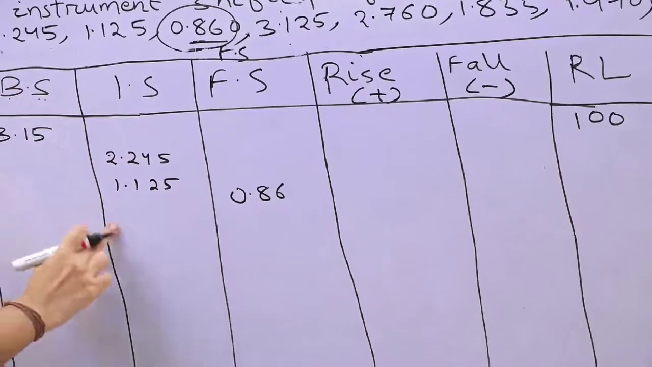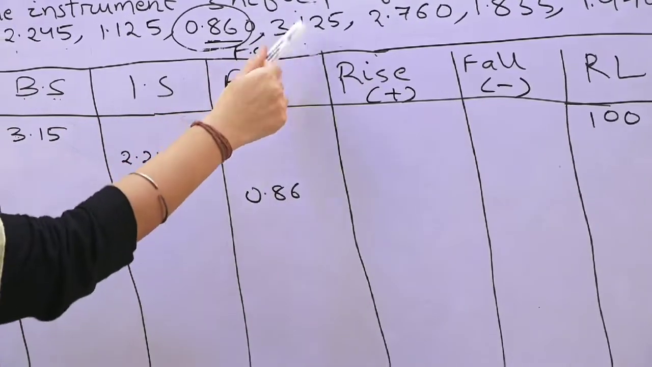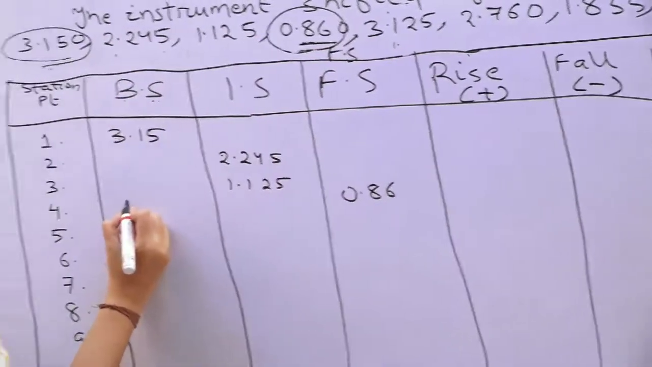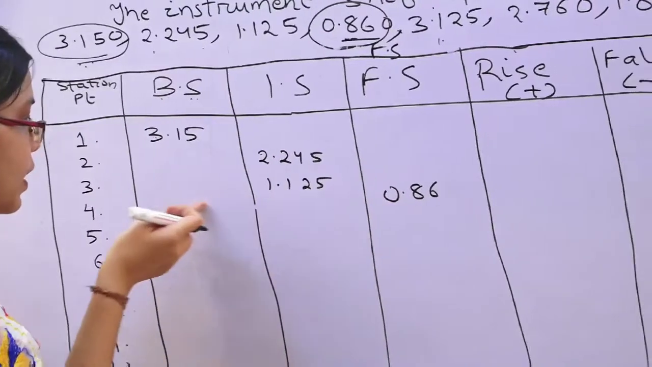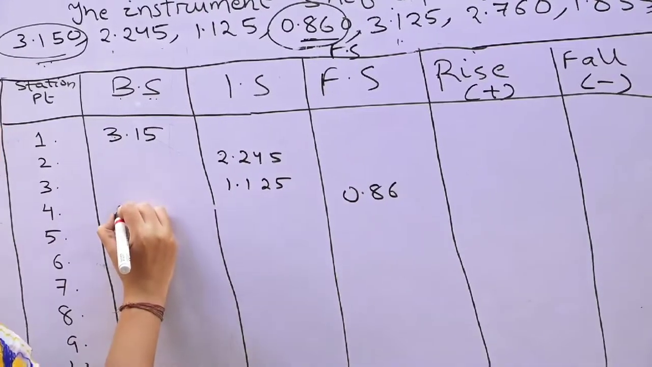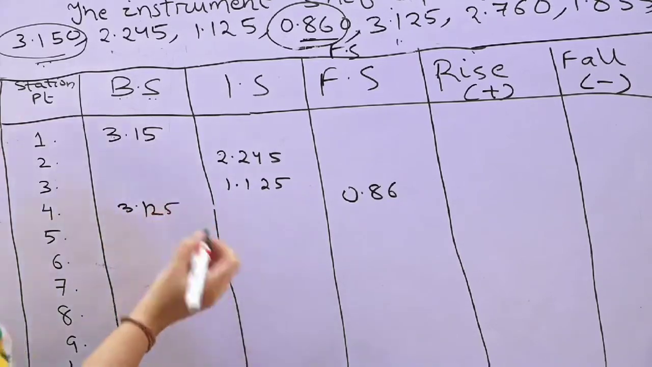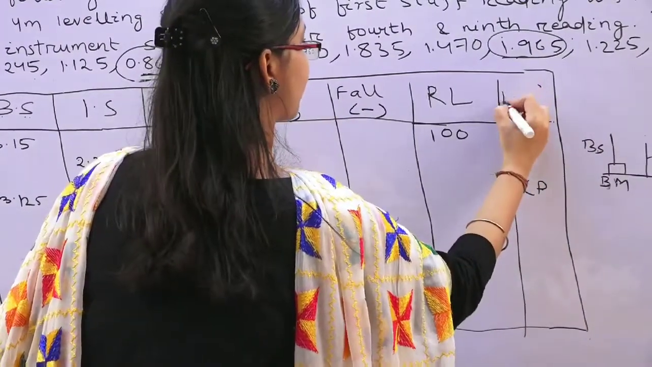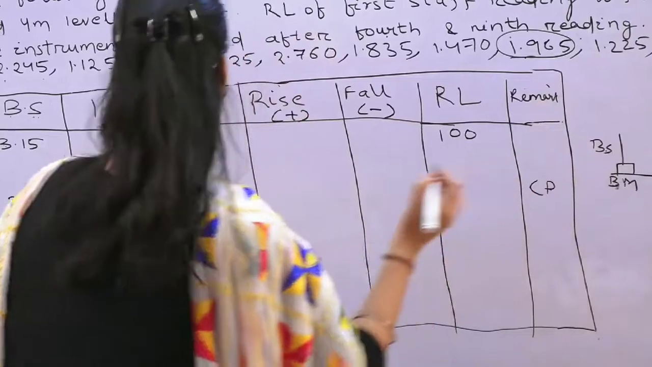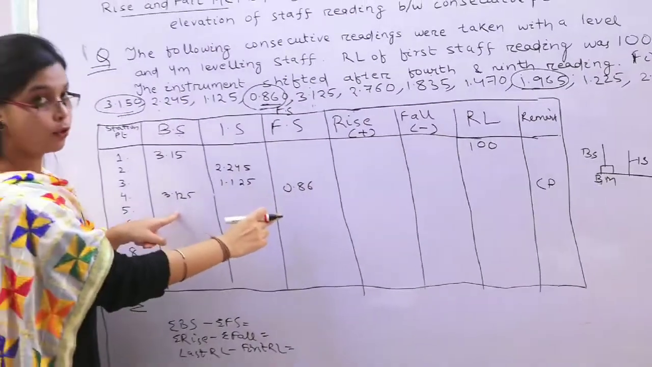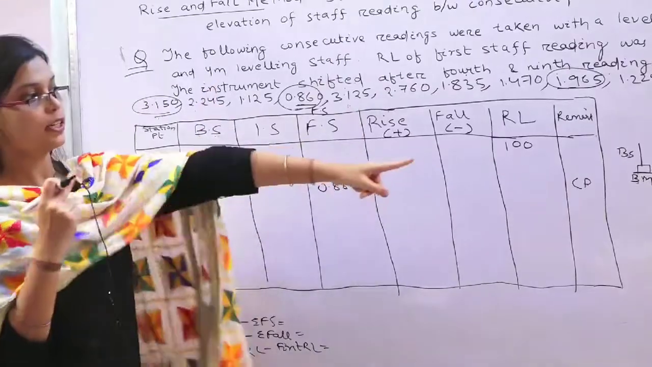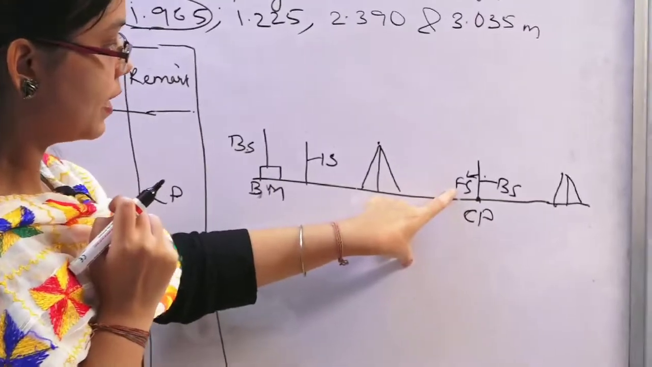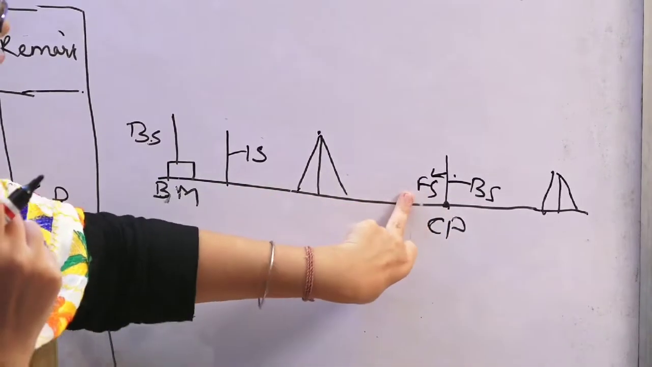Now again, this one is the backside reading of the next leveling instrument, so we write here 3.125 and this is the remark, change point, where we get both backside reading and foresight reading. See here, on one side we get the foresight reading and on the other side we get the backside reading.